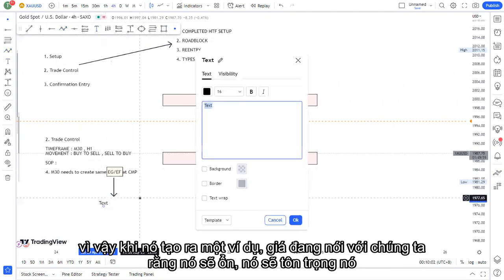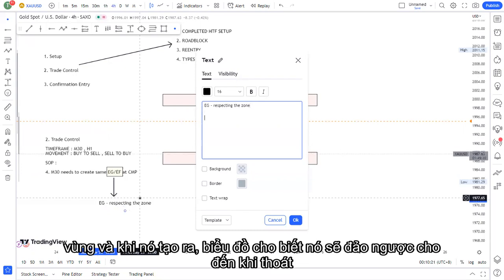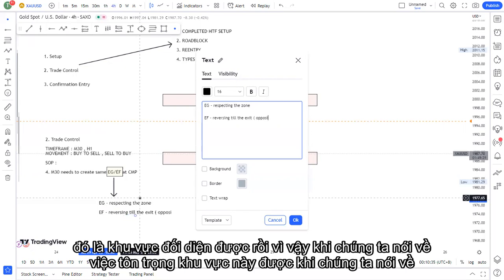When it creates an EG, the price is telling us that it's going to respect the zone. And when it creates an EF, the chart is saying that it's going to reverse till the exit, which is the opposite zone.